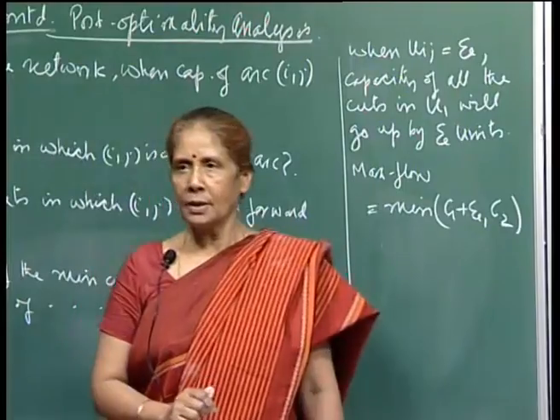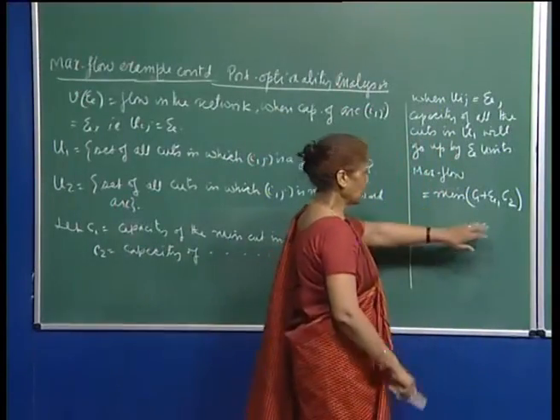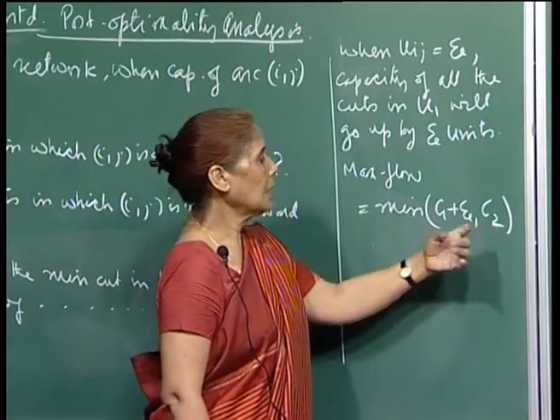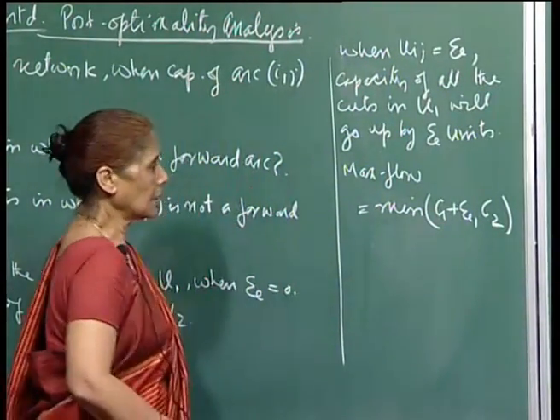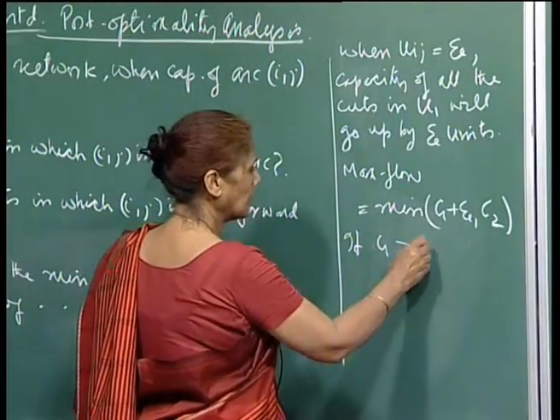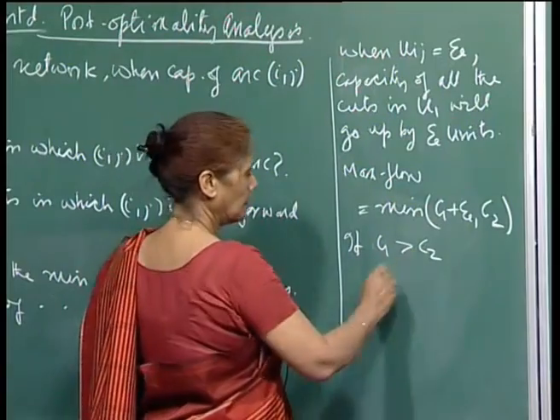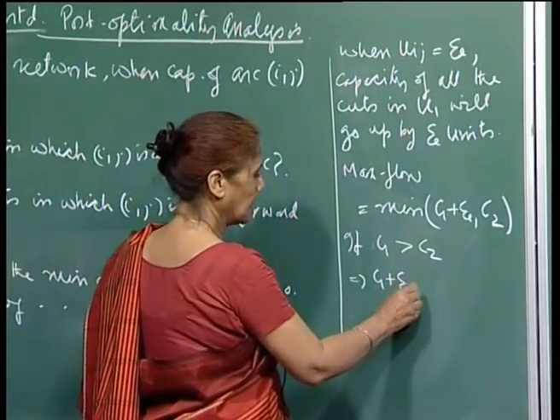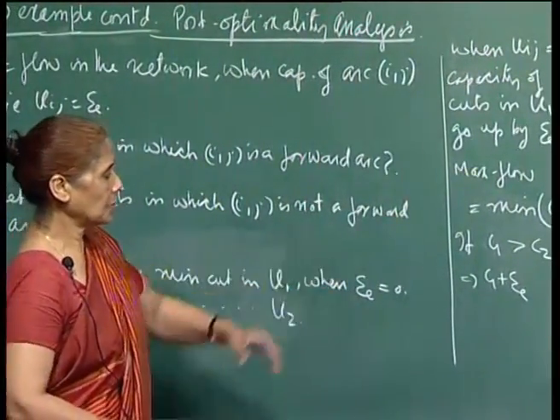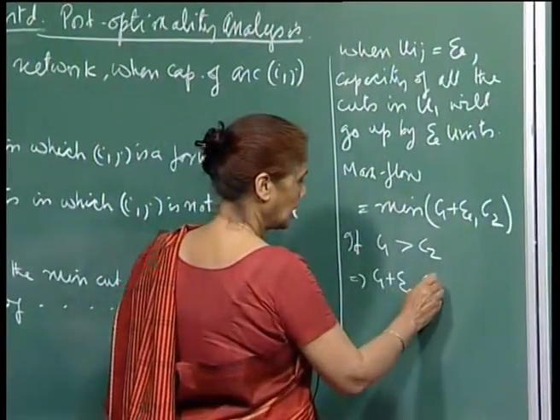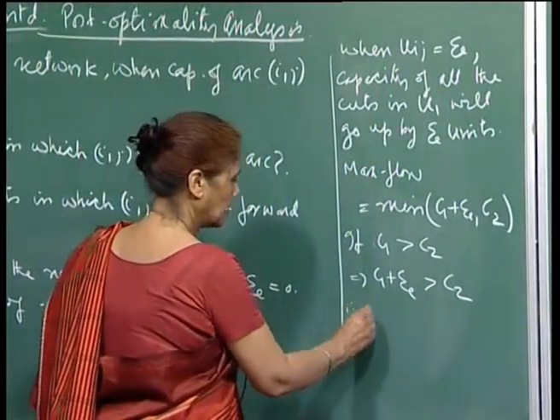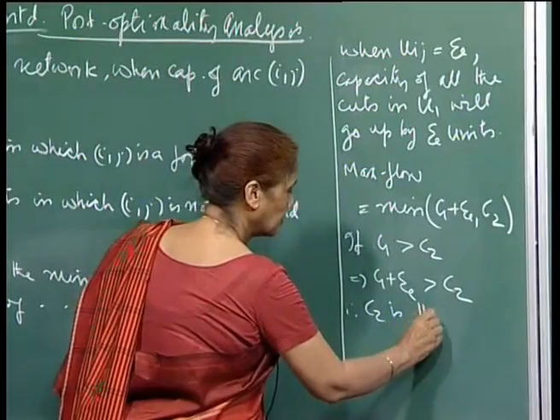Remember your max flow min cut theorem. So, if C2 is the smallest number, then this will be the max flow. Now if C1 is greater than C2, this implies that C1 plus psi, because we are taking psi to be non-negative, either 0 or positive, is greater than C2. Therefore, C2 is the max flow.